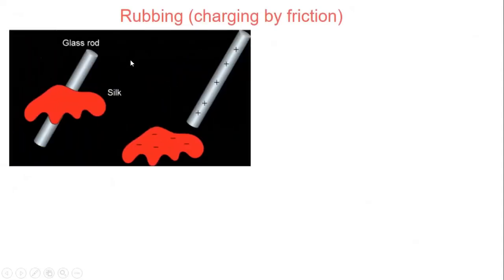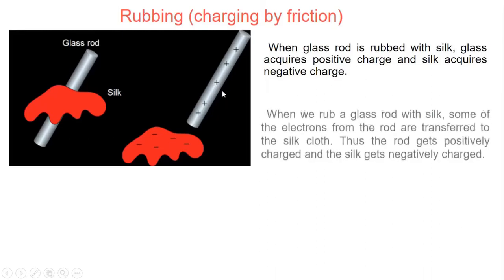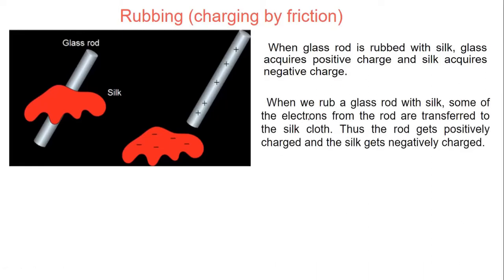So in rubbing, what do we have to take? We have to take one glass rod and one silk cloth. When these two things are rubbed against each other, mind it, they are in physical contact. What we will observe is that the glass rod will become positively charged and the silk cloth will become negatively charged. Now the obvious question comes to mind: why does the rod become positively charged? Because the rod would have transferred some of its electrons to the silk cloth.